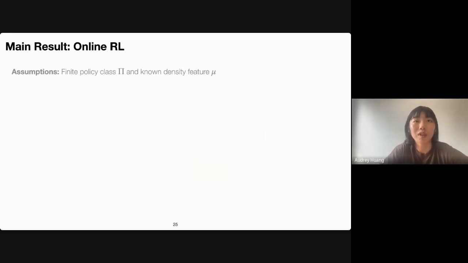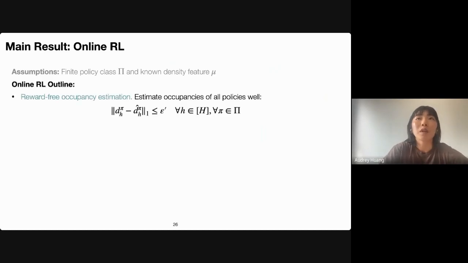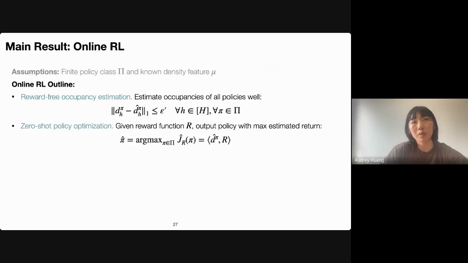So, anyway, let me just clarify our assumptions first. We have a finite policy class, and let's say we know the density feature mu. This is analogous to linear MDPs, where you know phi. And the outline for our online RL method is the following. First, we have to estimate the occupancies of all policies in a reward-free manner, and these estimates should be close to the true occupancies in the L1 norm. Afterwards, when we're given a reward function R, we can just output the policy pi hat that maximizes the estimated expected return, denoted J hat R pi, which is calculated using the estimated occupancies.